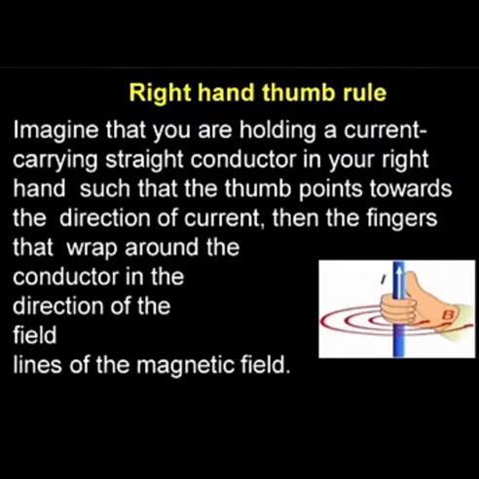And let's know about the right hand thumb rule, which states: imagine that you are holding a current carrying straight conductor in your right hand such that the thumb points towards the direction of current. Then the fingers that wrap around the conductor are in the direction of the field lines of the magnetic field.